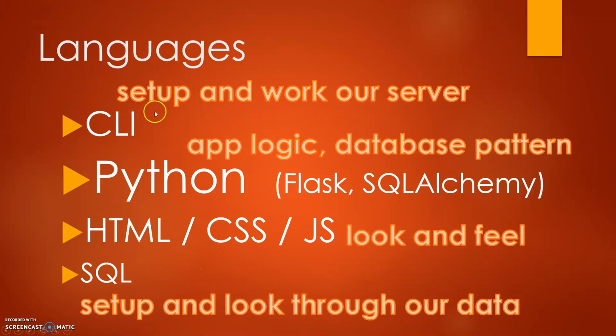So the CLI will be to set up and work on our server. Python is our application and our database schema, or the pattern. We're going to build our look and feel with HTML and CSS and some JavaScript. And SQL will be very rarely used, mostly just if we want to check on how our database is being written. SQL Alchemy is our ORM, which means it'll do the database stuff for us, so we'll learn Python to manage our database more than we'll actually learn SQL commands.